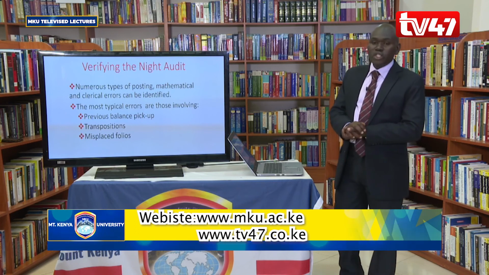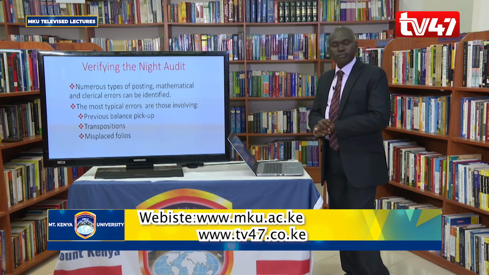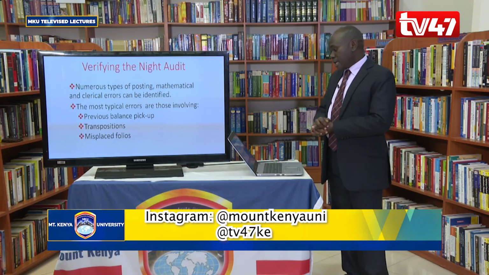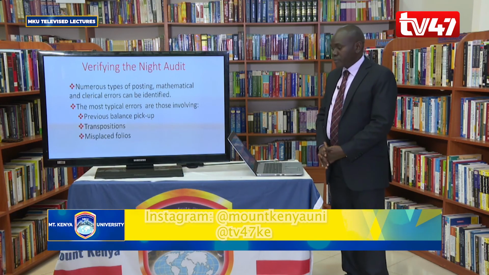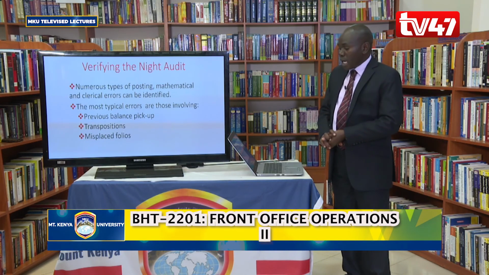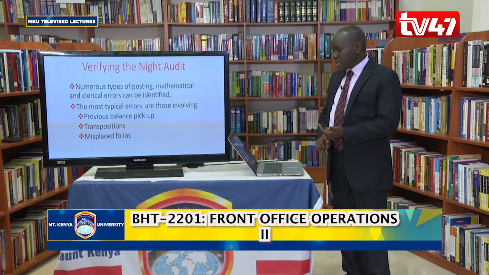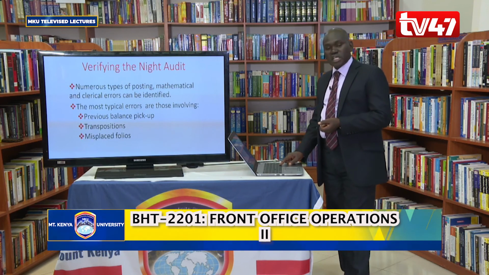So how do we ensure that the Night Auditing process was correct? Here we are verifying the Night Audit itself. We may come across a number of types of posting, mathematical and clerical errors that can happen while Night Auditing is taking place. So how do we handle that? We have 3 major types of errors. The first one is the previous balance pickup. Then we have the transpositions and misplaced folios.